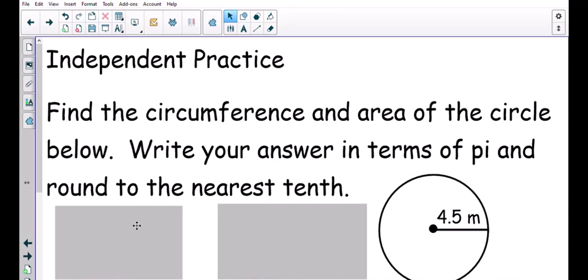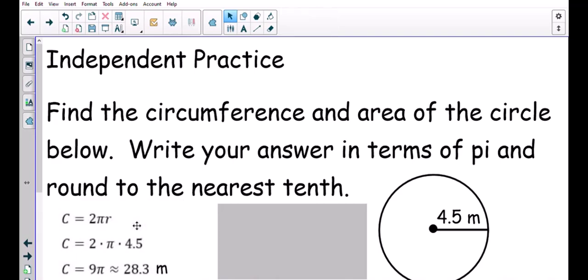All right, so let's see how we did here. We're given a radius of 4.5 meters. So for the circumference, we're going to do 2 times pi times r. R is 4.5. 2 times pi times 4.5 is going to get us 9 pi, which is about 28.3 meters.